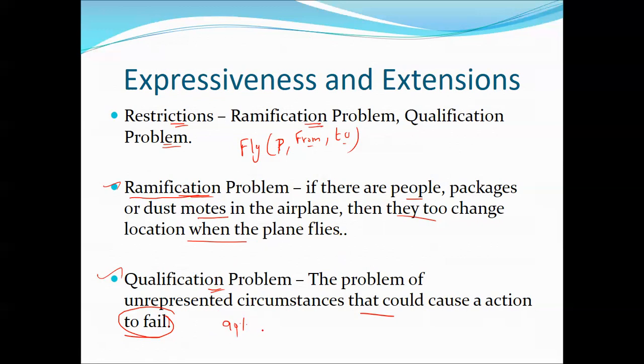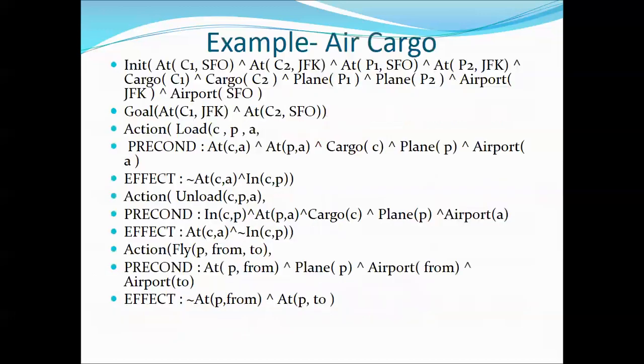But sometimes, as you might have missed out some preconditions, it may not be possible for you to apply a certain rule. So that is called the qualification problem. Here is an example, I think this is using STRIPS. Let us discuss this example.